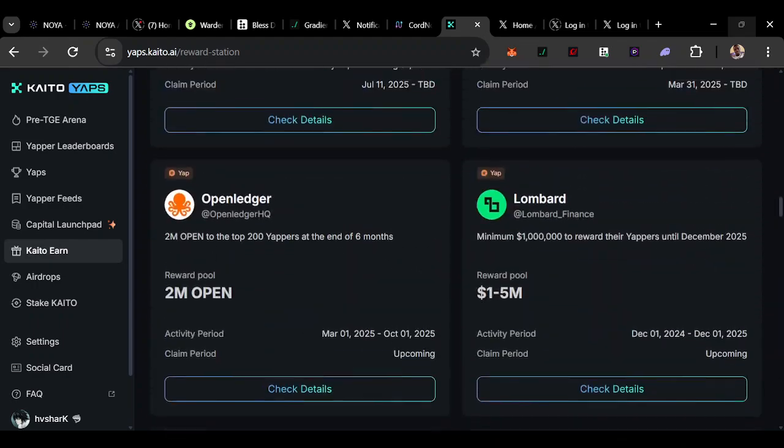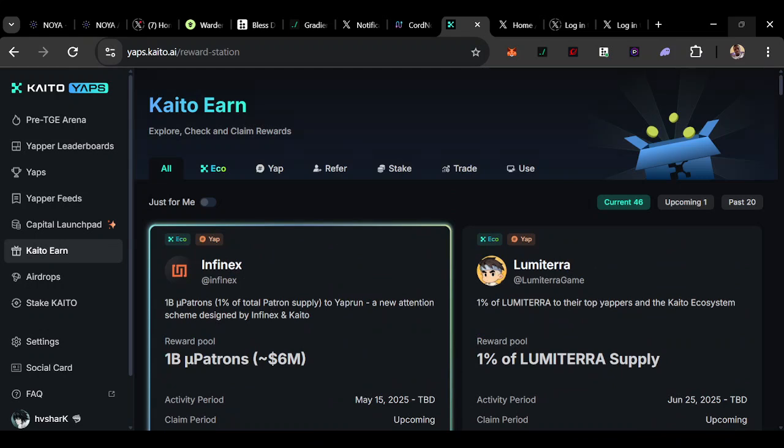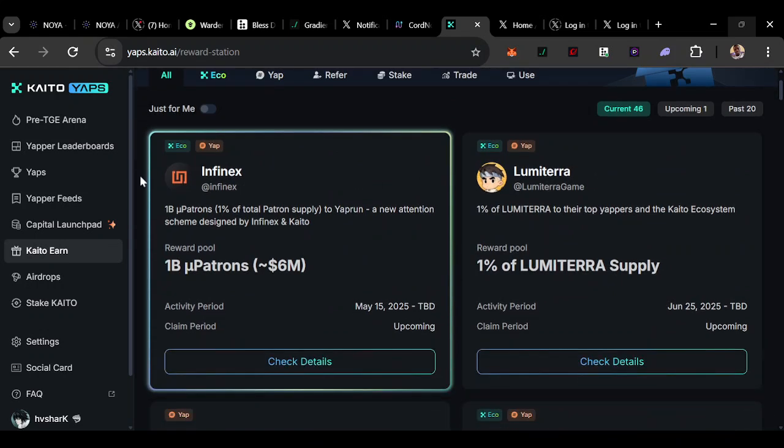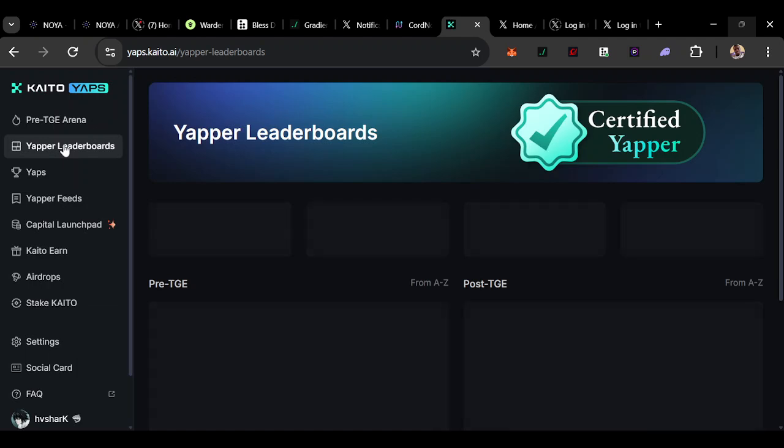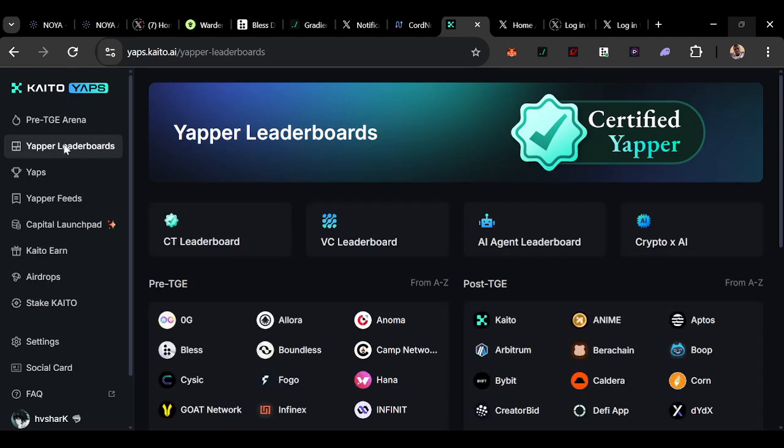Now let me show you how to rank. You know, this is very competitive, and a lot of big influencers, big accounts are actually doing the same thing you are doing. So you need to act smart. Now, when you go to Yapper's leaderboard, this is where you will see top projects that are ranking. Some projects are about to end. So I would advise you to leave those projects that are about to end, or maybe talk about them a little, but don't give too much attention to them.